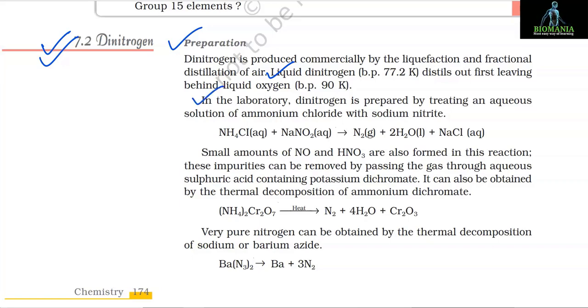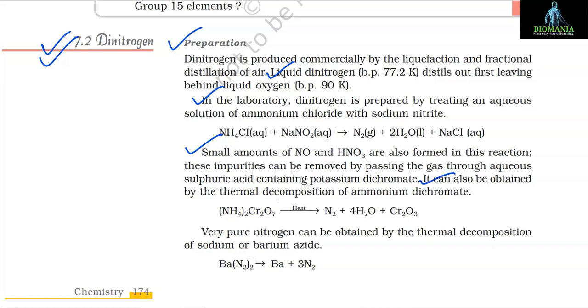In the laboratory, dinitrogen is prepared by treating an aqueous solution of ammonium chloride with sodium nitrite. NH4Cl + NaNO2 gives N2 + 2H2O + NaCl. Small amounts of NO and HNO3 are also formed in this reaction. These impurities can be removed by passing the gas through aqueous sulfuric acid containing potassium dichromate.